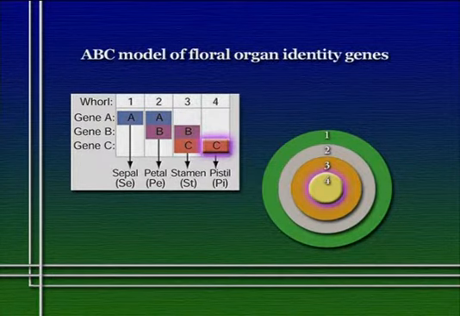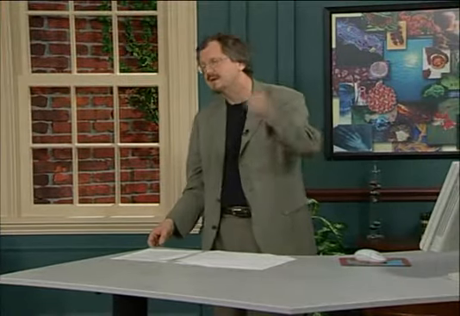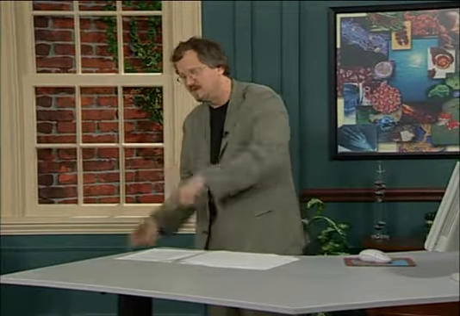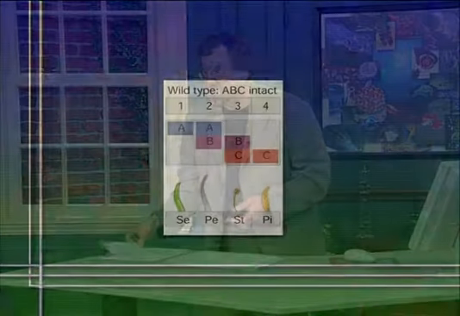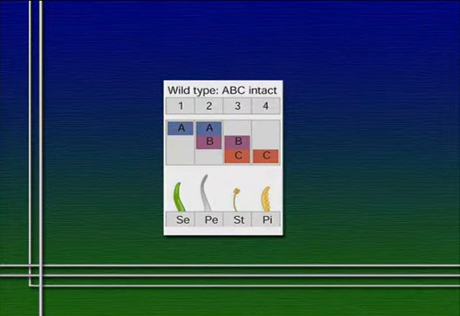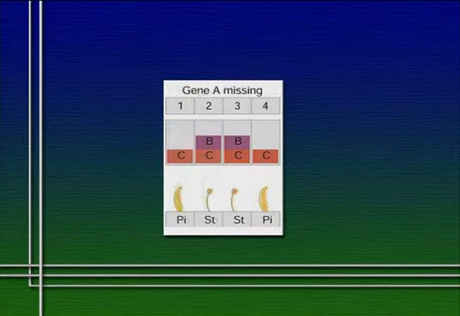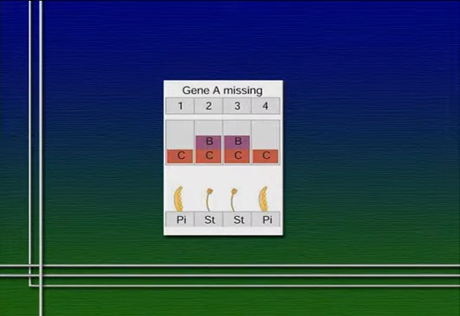Now, there's one more assumption that this model makes, and that is that gene A's product inhibits the production of gene C's product and vice versa. And with that assumption in mind, let's go back and consider what we would expect for mutations of these genes. If gene A is lost because it's mutated, then the gene product for gene C is now expected to be produced in all 4 of these whorls or rings, because gene A is no longer inhibiting it in the outermost rings, and therefore we have gene C through all rings.